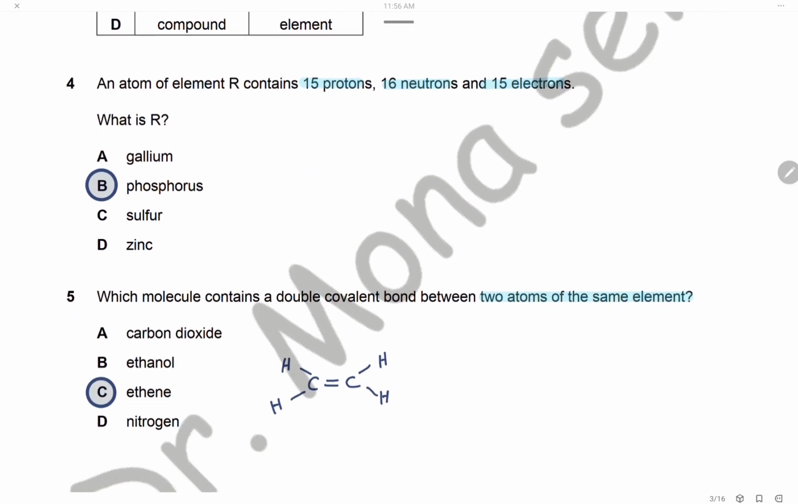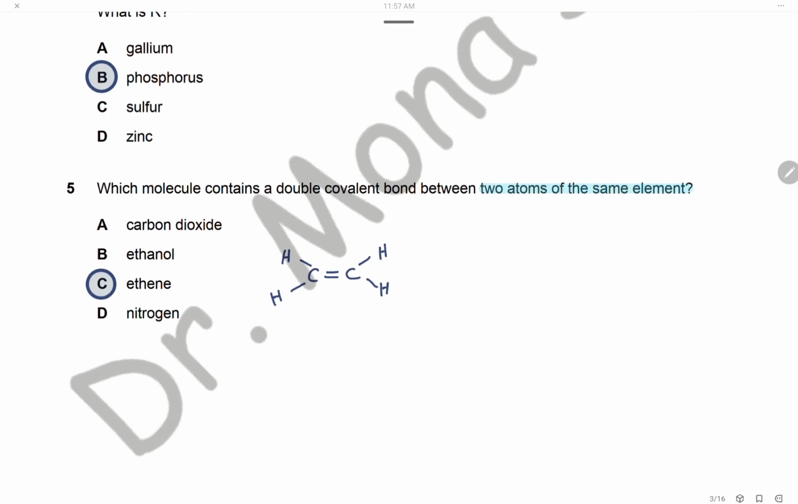Question 4. An atom of element R contains 15 protons, 16 neutrons, and 15 electrons. What is R? To know what is R, we'll go to the periodic table, search for the element with atomic number 15, so it will be phosphorus, and the answer is B.